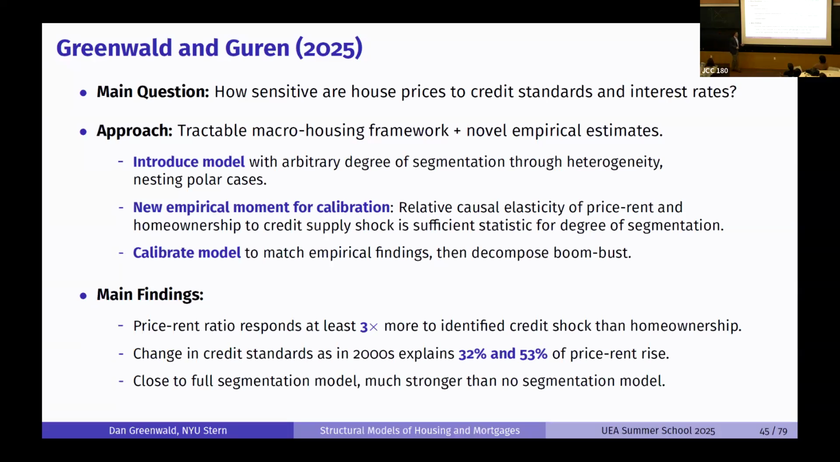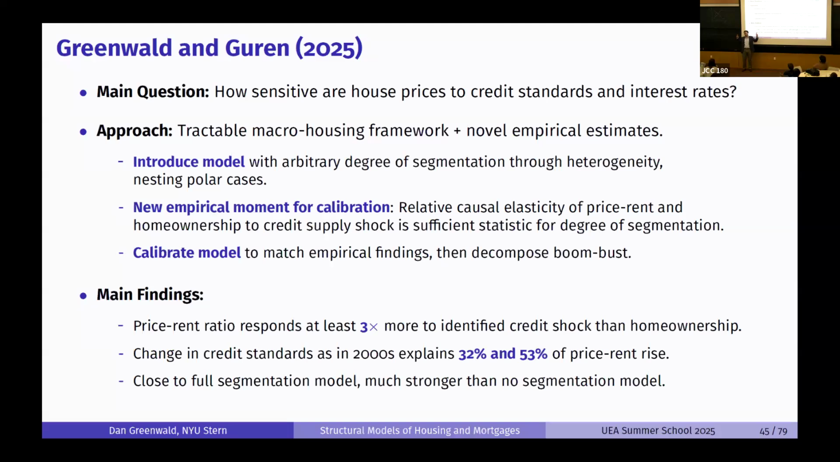So what do we find? We find that when you have an identified credit shock, the price rent ratio is responding at least 3 times more than the home ownership rate. Now that may not mean a ton to you quantitatively. That's why we have the model. When you plug it into the model, it implies that the relaxation of credit standards that we saw in the 2000s I just showed you explains between 32 and 53% of the price rent ratio rise. So if you remember, this is pretty close to the numbers that I showed you before.